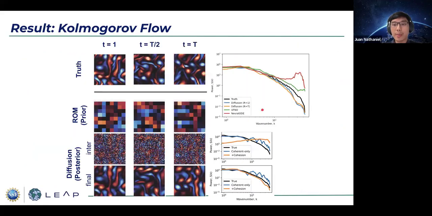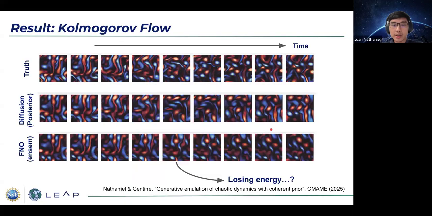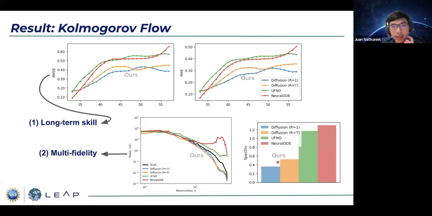This is the same thing, but we are plotting the spectra of the output. The green as well as red lines are state-of-the-art emulators, neural ODE or the Fourier neural operators. What we found is that our approach captures some of the high frequency signals. So that's good. And this is a visualization of the state-of-the-art Fourier neural operator. It seems to be losing energy. So that is a good sanity check.